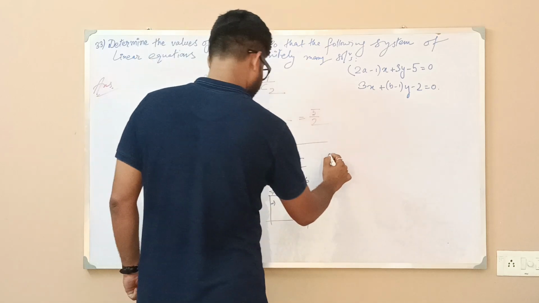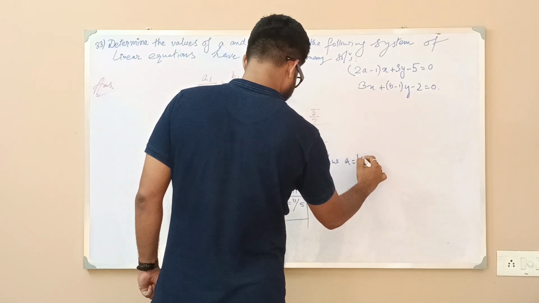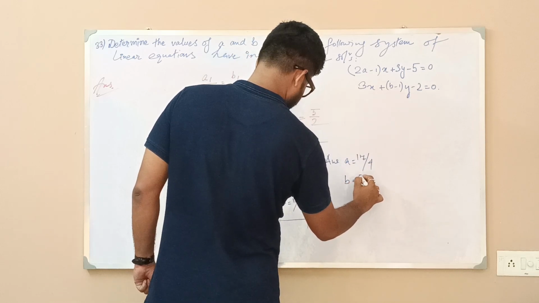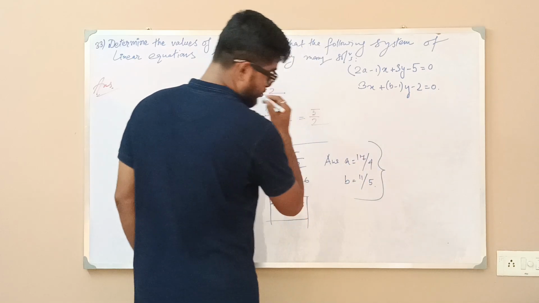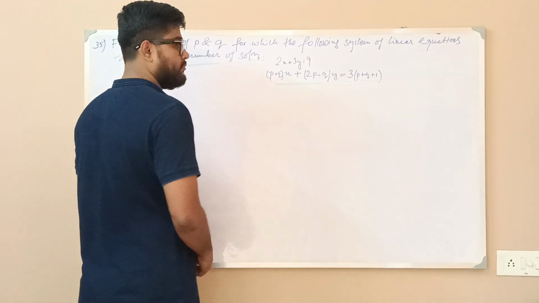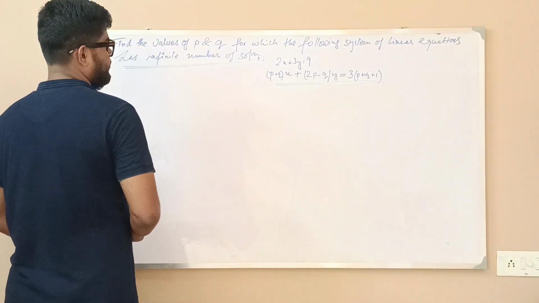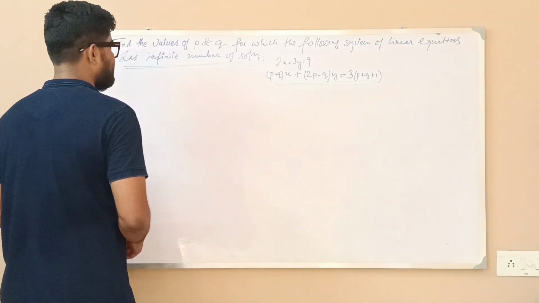So we can write the answer as A is 17 by 4 and B is 11 by 5. Is it clear to all of you? So the next question is, find the values of P and Q for which the following system of linear equations has infinite number of solutions.